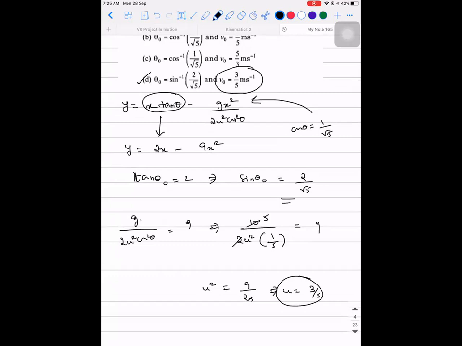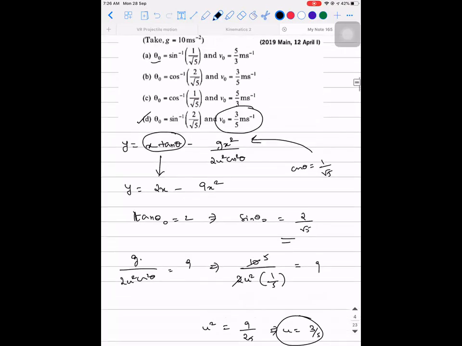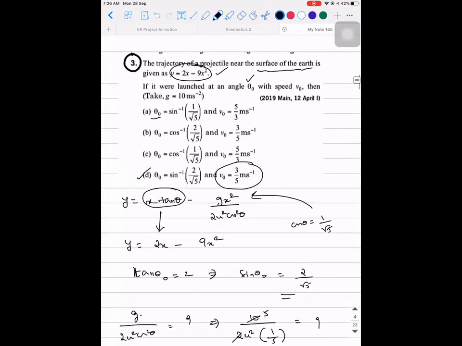Yes, sir. So this is how you do this problem.